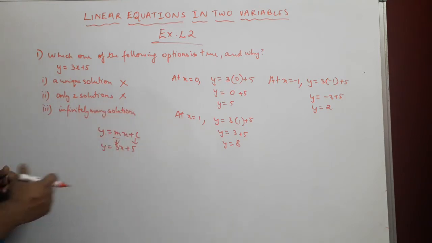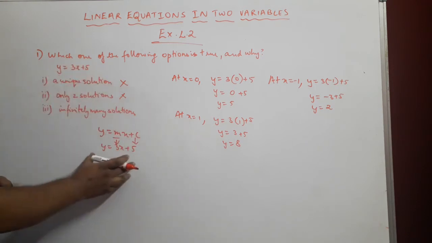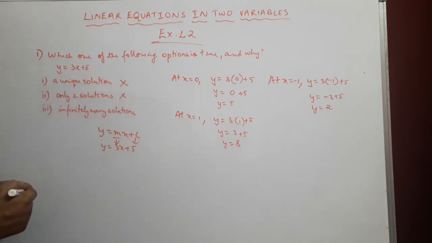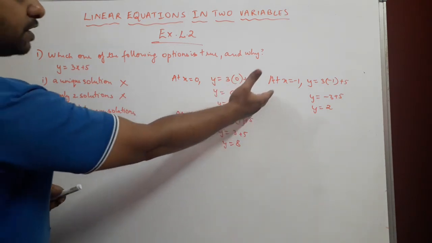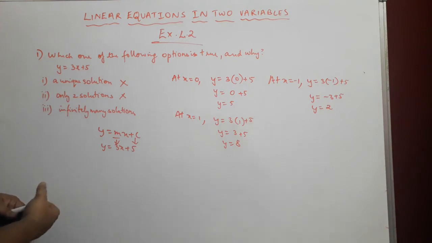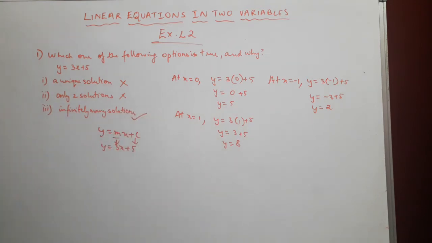And because we know that this is actually an equation of a straight line, and straight lines have infinitely many solutions, and if you want you can try solving a few more, and still for different values of x you'll get different values of y. So this option is correct. With that we solve question number 1.